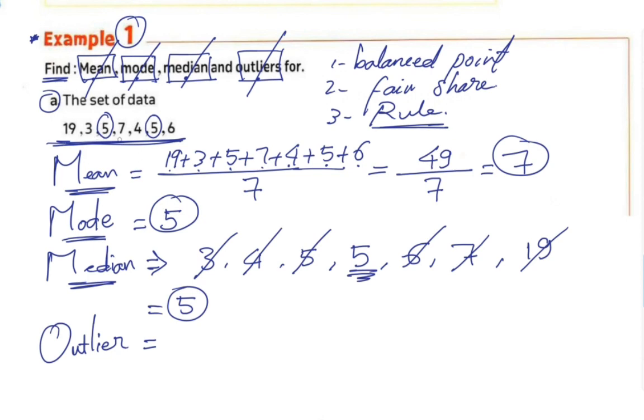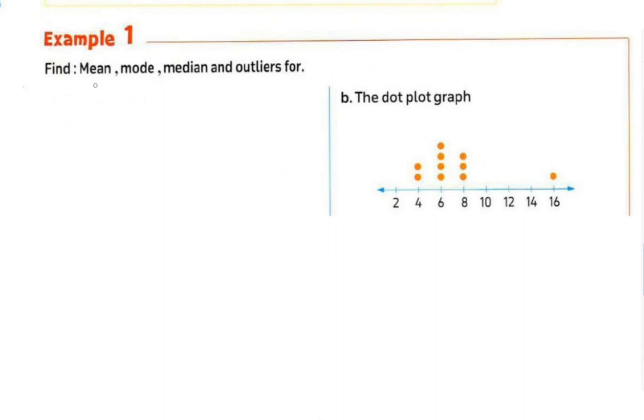Of course, you know that 19 is so far from all of these values. All of these values are close together, but 19 is so far from them, so the outlier here is 19. Now we finished point A. Let's go to point B. The same question with point B.